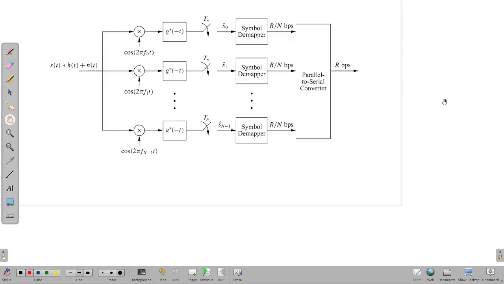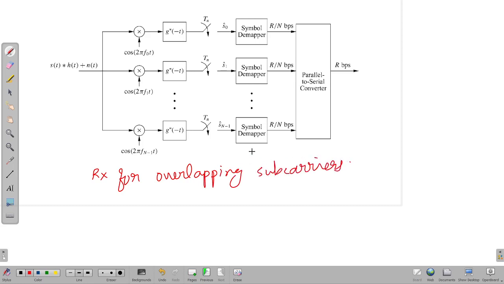And so this is the diagram for a receiver of overlapping subcarriers. Receiver structure for overlapping subcarriers.